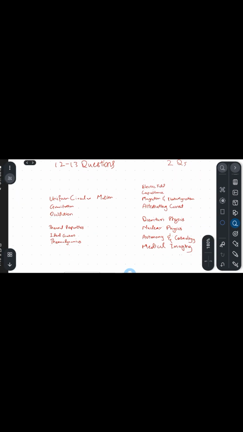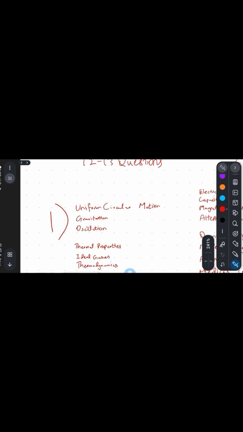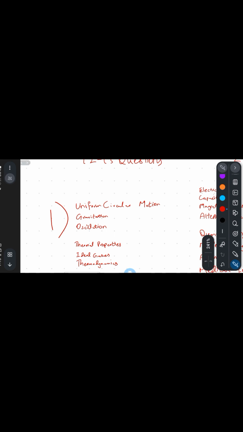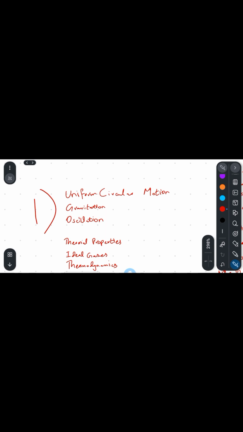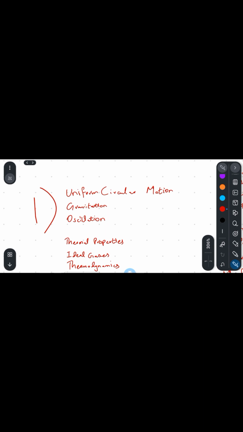So we can categorize P4's topics into 4 parts. Number 1 is going to be focusing on your mechanics, uniform circular motion. In AS you had covered motion, but that was linear motion. In A2 you're going to be covering motion, but in a uniform circular fashion. So this is going to be involving arc lengths and radians, angular frequency, centripetal force, centripetal acceleration, and etc.